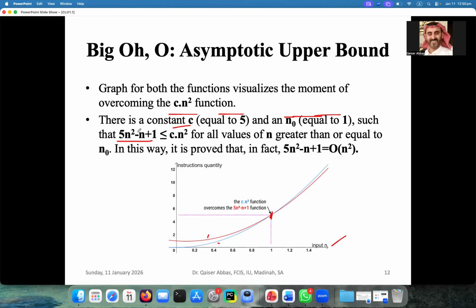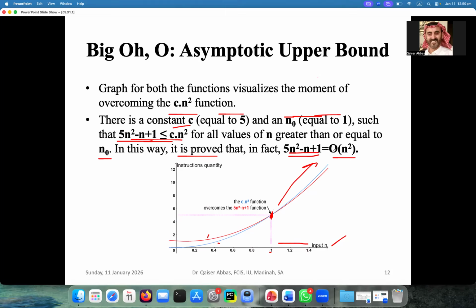And such that this equation holds for all values of n greater than or equal to n0. This is n0, and then values are greater than or equal. And then this condition will hold. And in this way, it is proved that this 5n square minus n plus 1 is order of n square. Then you can write it that 5n square minus n plus 1 is order of n square.